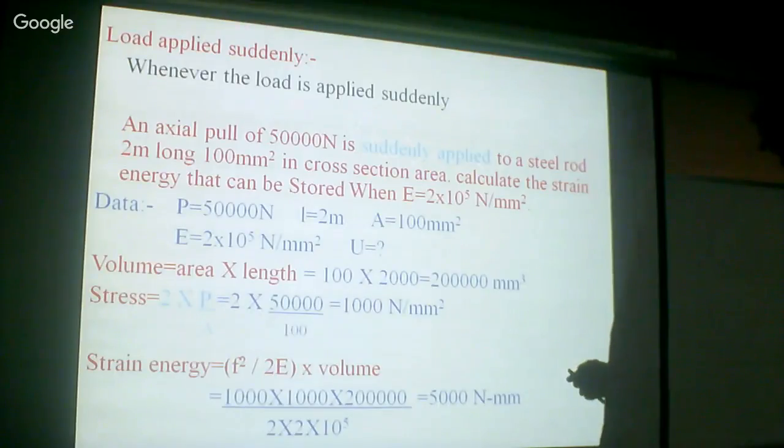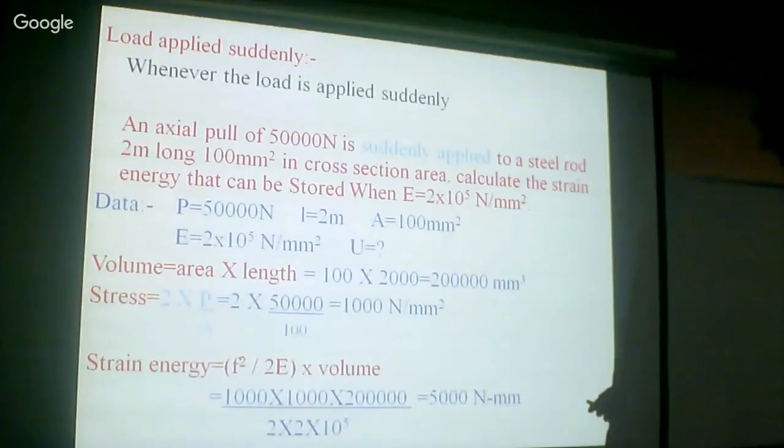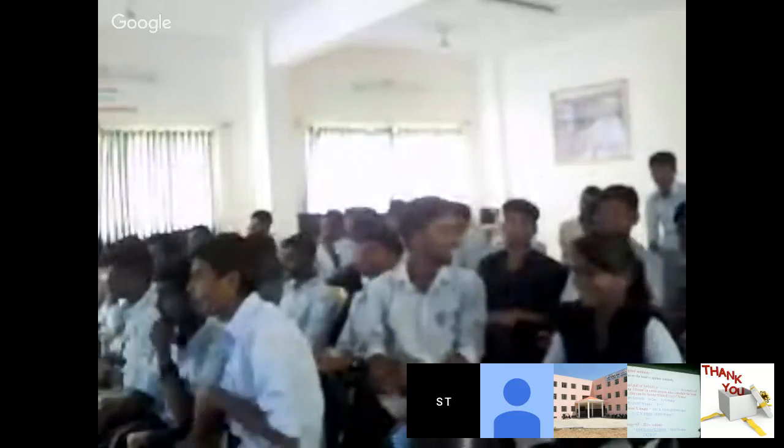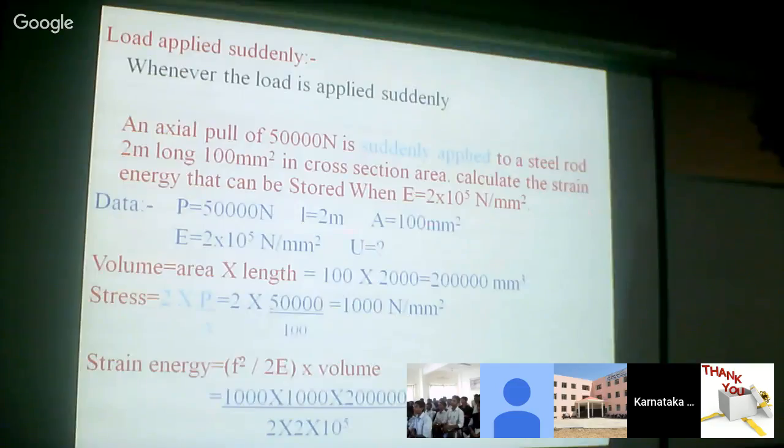Now, whenever the load is applied suddenly, let us solve one problem to understand this. An axial pull of 50,000 newton is suddenly applied to a steel rod, 2 meter long, 100 millimeter square in cross sectional area. Calculate the strain energy that can be stored, where the Young's modulus of the material is 2 × 10^5 newton per millimeter square. Let us write down the given data: P is equal to load, then the length, cross sectional area, and Young's modulus.